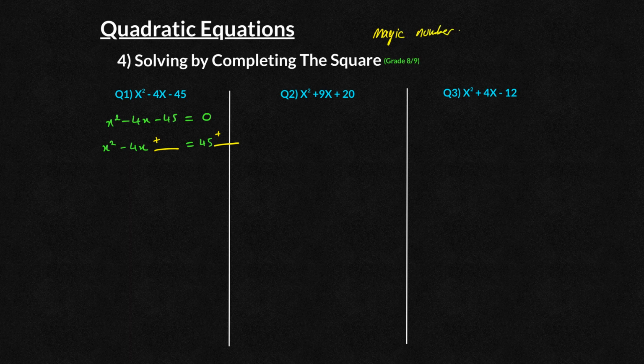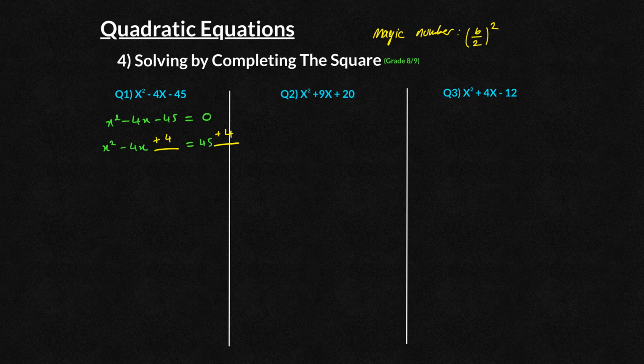So the magic number is as follows. It's half of b. Okay, so b over 2, and then you square it. So in this case, if b is negative 4, half of that, what is that? That's negative 2. Negative 2 squared is 4. So our magic number is 4. So we add that to both sides.